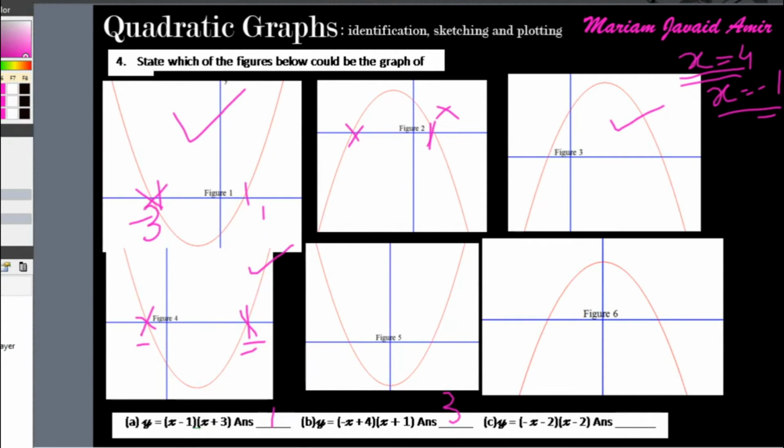And then for part C, again it will be an inverted U graph because of minus x square, and then the two roots are x is equal to minus 2 and then x is equal to 2. So an inverted U graph which cuts the x-axis at 2 and minus 2. So this would be it. So a symmetrical graph, same weightage to the positive x-axis side and the negative x-axis side. So the answer for part C is 6.